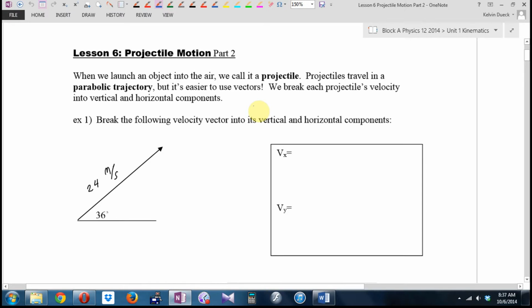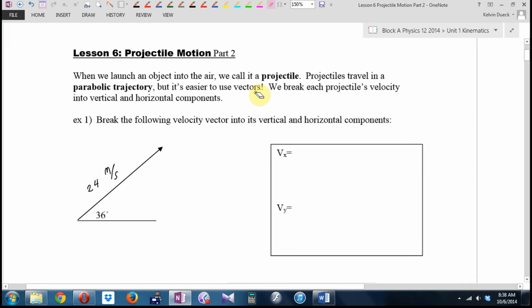So I wrote here, when we launch an object into the air, we call it a projectile. Projectiles travel in a parabolic trajectory, a parabola, which is one of the reasons you look at it in math. Parabolas show up in nature all over the place, and one of the easy ones is in projectiles. But it's easier to use vectors and break it down into its components, vertical and horizontal.